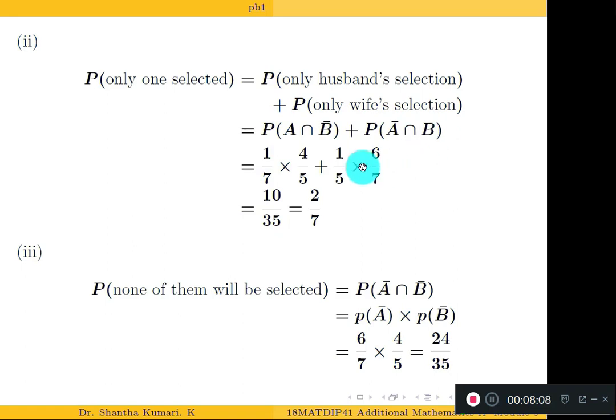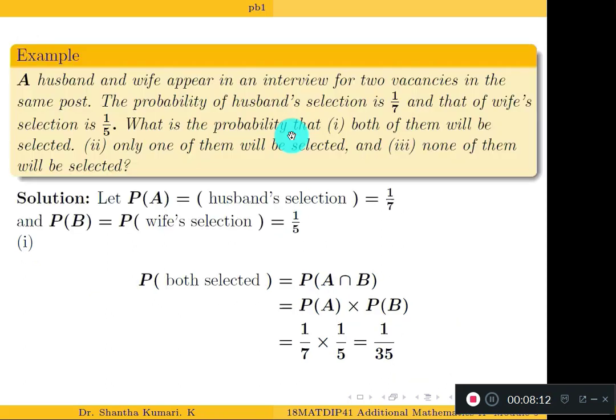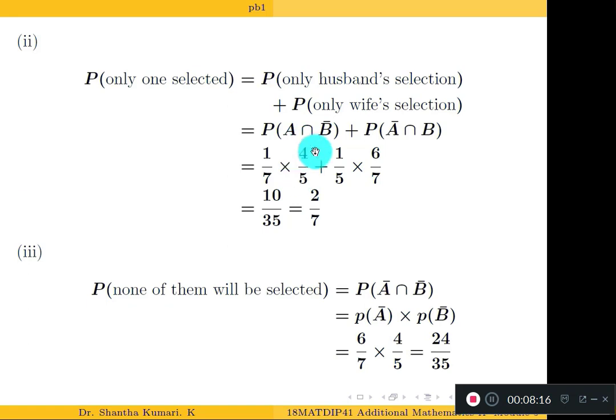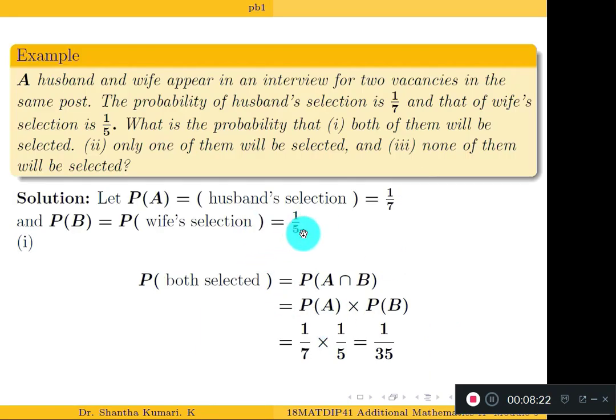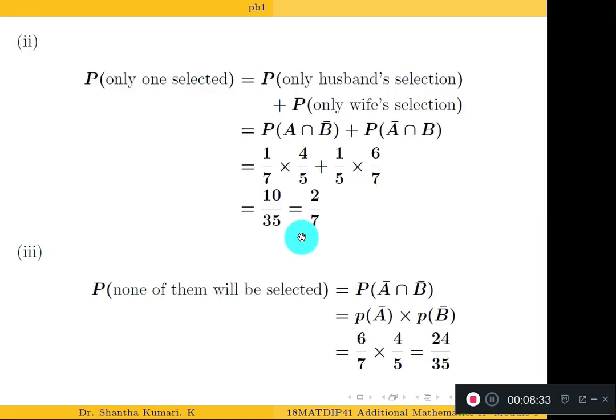How to find P of A? P of A is given to you, 1 by 7. P of B complement, how to find this? I have not shown the step here. P of B complement is always 1 minus P of B. Remember the property. 1 minus 1 by 5. You can calculate and check it. You get 4 by 5.